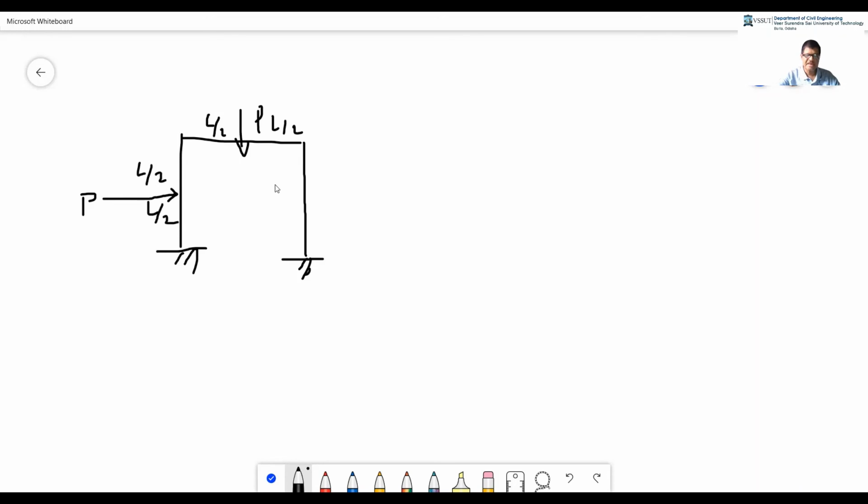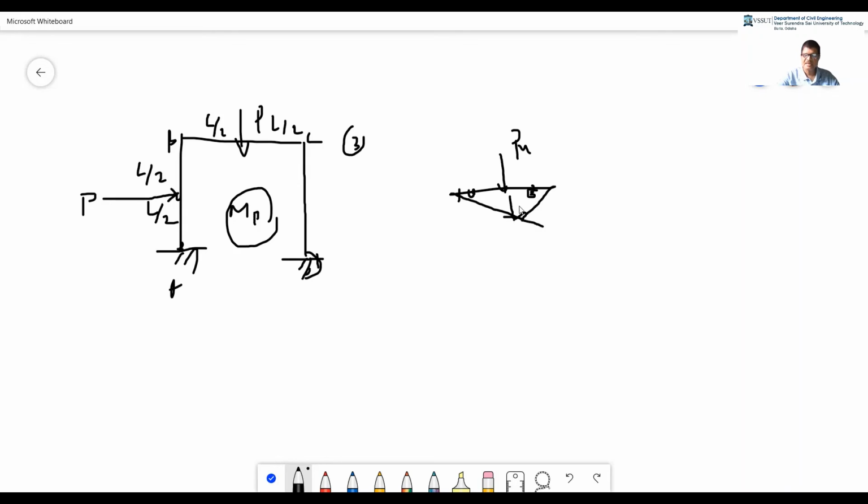Now there will be 3, 3, 6 possible hinges: 1, 2, 3, 4, 5, 6. So the number of mechanisms will be 3: A, B, C. Now if you come to the B mechanism, find out here it will be like this. Everywhere is MP. So here it will be Pu, and this is theta, this is theta. This is delta at the center.